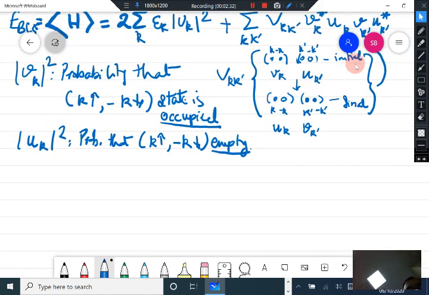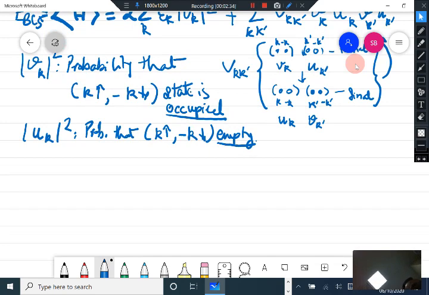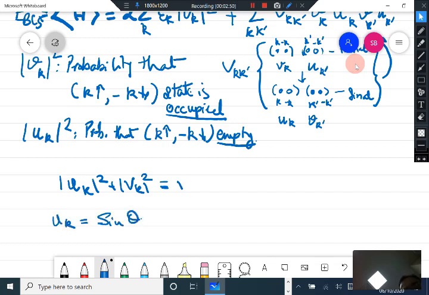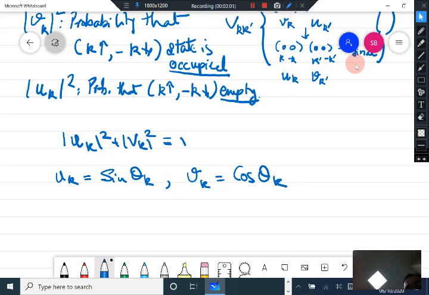So mod of Uk square plus Vk square is equal to 1. We will parameterize Uk as sine theta k, and Vk as cos theta k, so that this satisfies this expression.